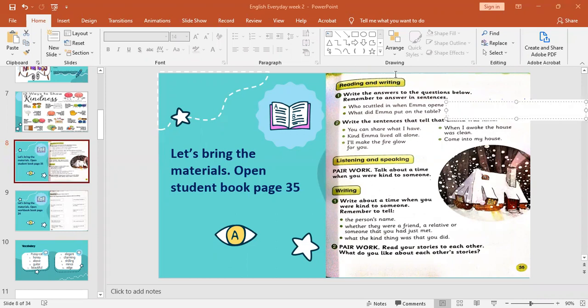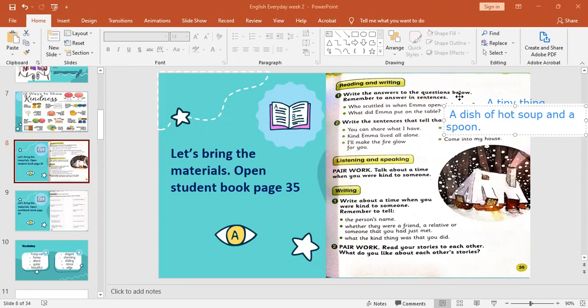Now, what did Emma put on the table? What do you think Emma put on the table? A dish of hot soup and a spoon. Okay, that was it. That was what Emma put on the table, right?